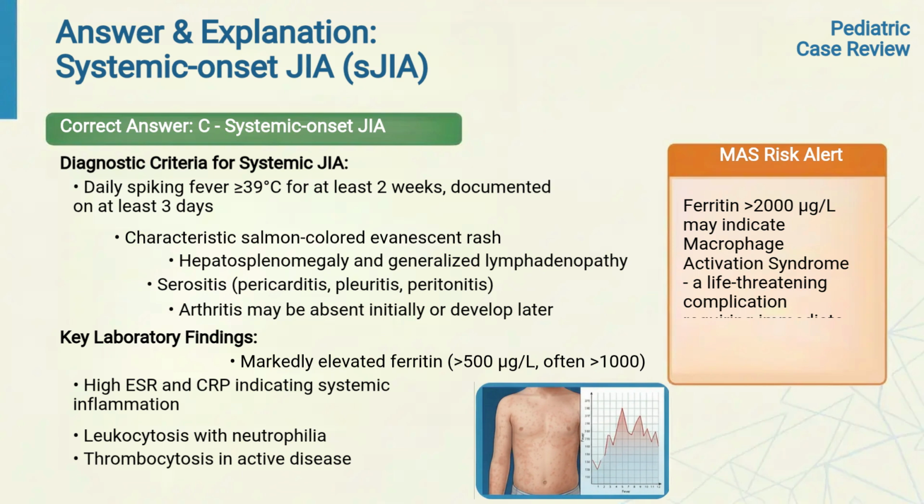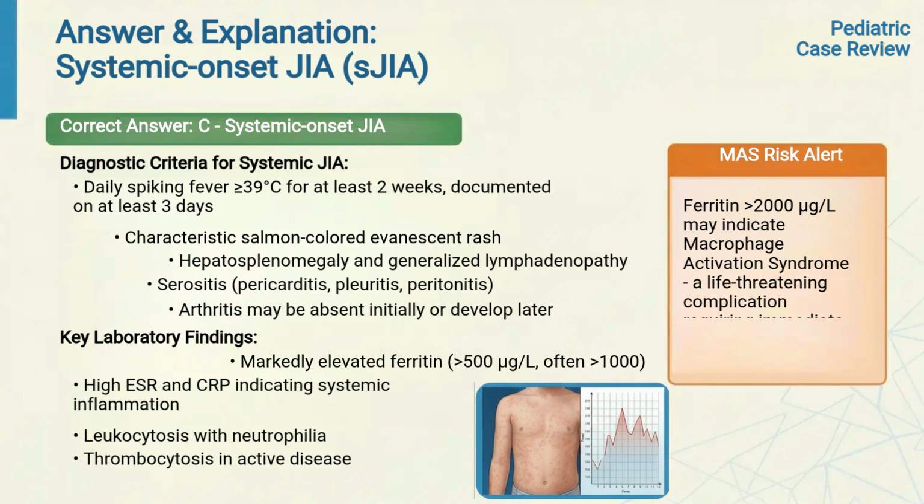Note, the answer banner shows option B, but the label text confirms systemic onset juvenile idiopathic arthritis, which is option C on the question slide. Please verify before publishing.